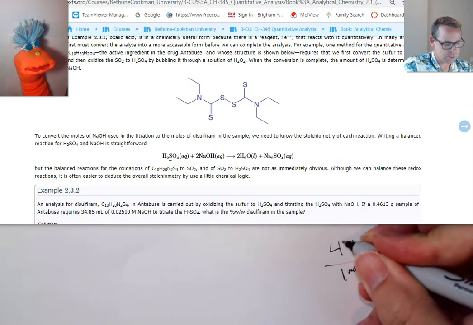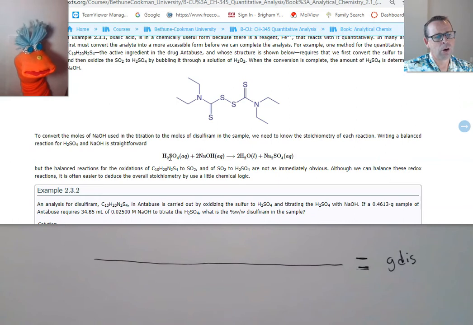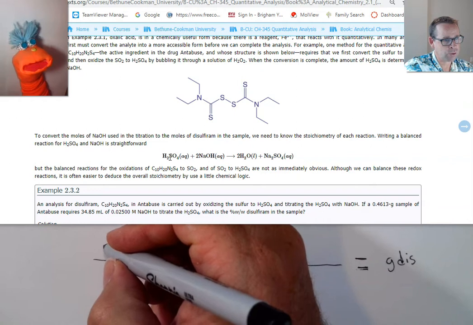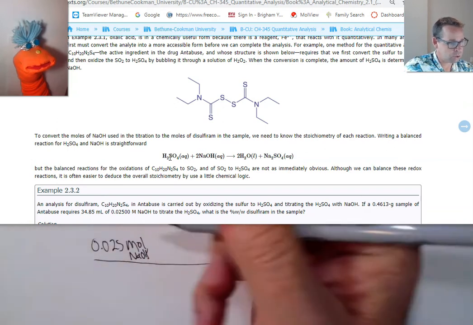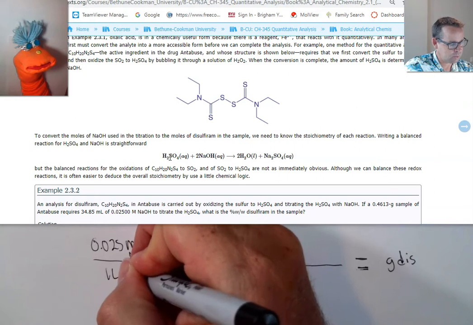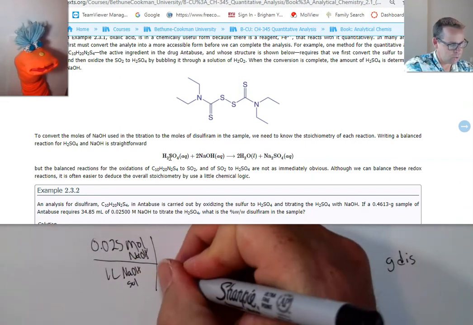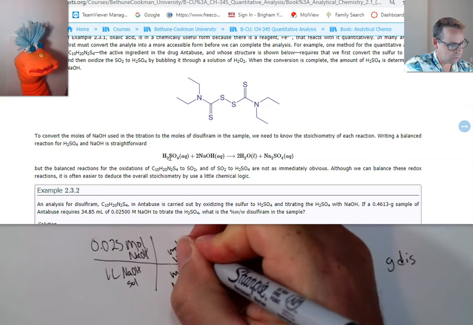And I could throw in there moles to clarify that a little bit. All right, so yeah, then we can just go from our sodium hydroxide to H2SO4, and then 4-to-1 to the disulfiram. Very good. So let's go to the sodium hydroxide here. Where is it at? 0.025. Okay, 0.025 molar sodium hydroxide. Not molar, we should do moles for every 1 liter of the sodium hydroxide solution. Yeah, and then we're going to go moles of sodium hydroxide to moles of H2SO4.